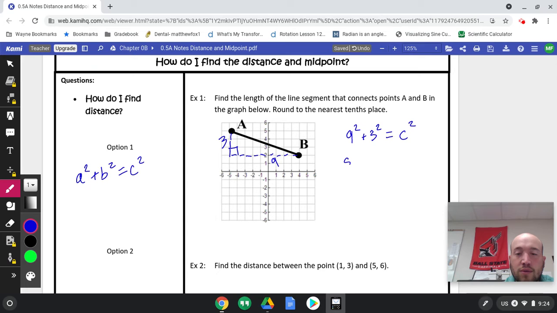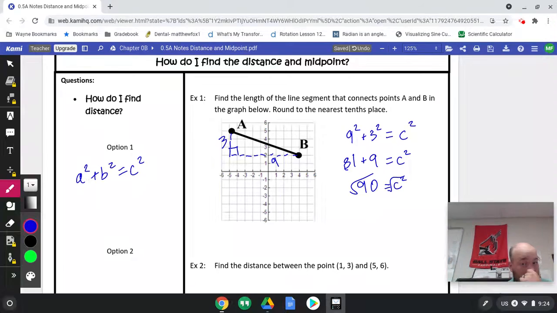We hopefully know 9 squared is 81. Plus 3 squared is 9. All of that will equal c squared. 81 plus 9 is 90. We take the square root. Now notice it says round to the nearest tenths place. So it's up to you.